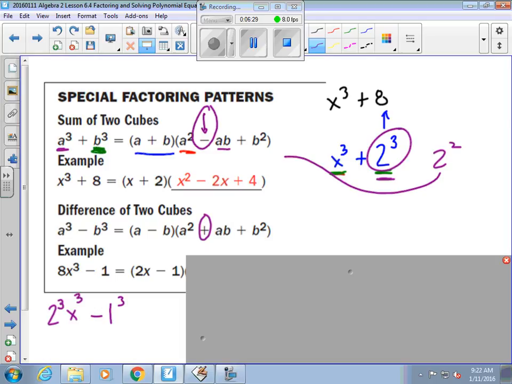So you take the first term, 2x, minus the second term, 1. That's the first thing. Times 2x squared. So it gives you 2 squared, which is 4, and x squared. So 4x squared.